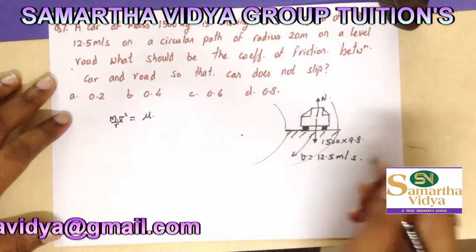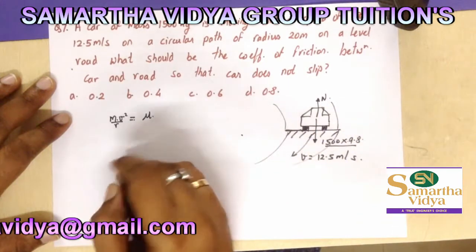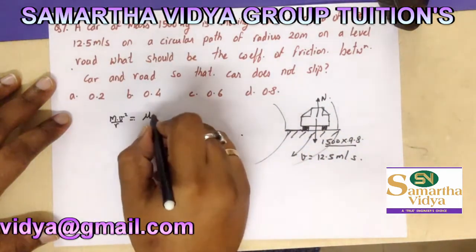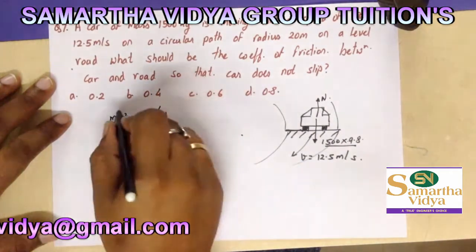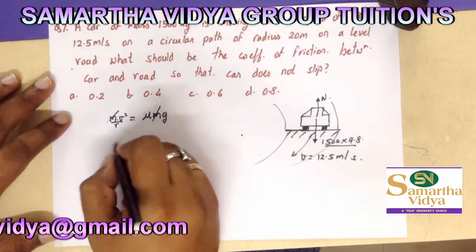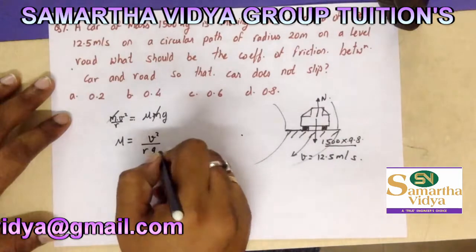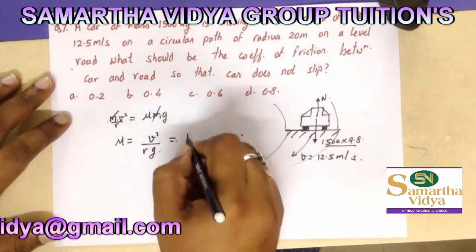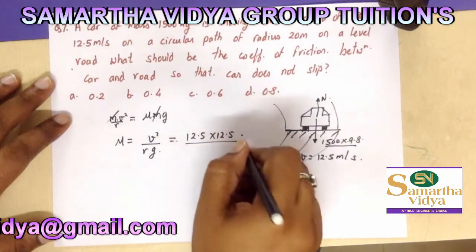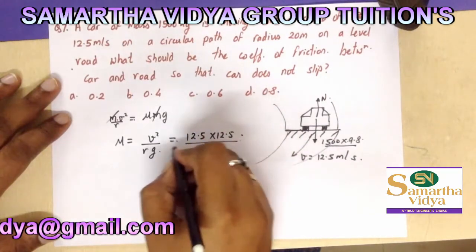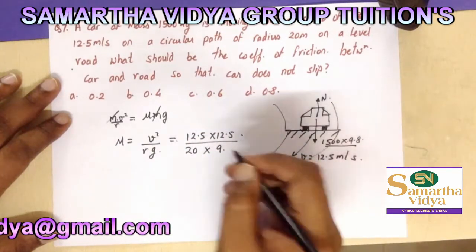Mu is the coefficient of friction. The normal reaction is counteracting the mg part, so it is mu into n, and n is nothing but mg. This is the relation I get. The m gets cancelled and I need to find mu. So mu is nothing but v square by rg. Now v square is 12.5 into 12.5, divided by r, the radius, which is 20, into 9.8.